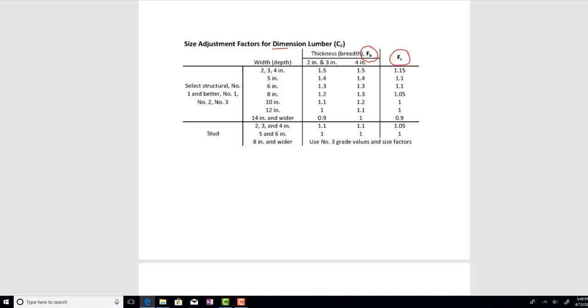This table only works for dimension lumber, so you've got 2x or 3x whatever and 4x whatever. With the compression capacity, 2x, 3x, or 4x is all the same. And then the only other thing you have to consider here is that stud grade is the bottom part of the chart. Everything else is the top part of the chart.